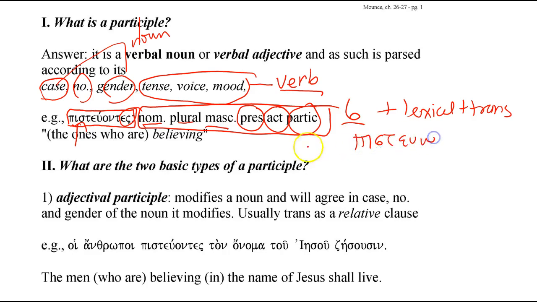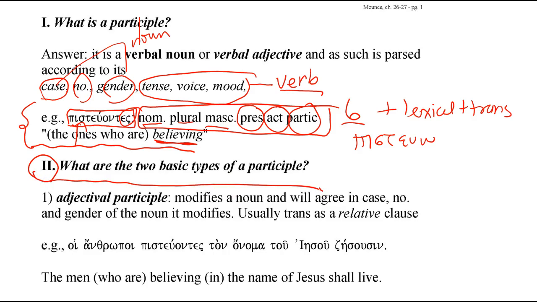And for a rough translation, we're going to translate it as "the ones who are believing." We're going to translate this substantively. We'll go over how to translate the participle a little bit later. But right now, let's go on to section 2.